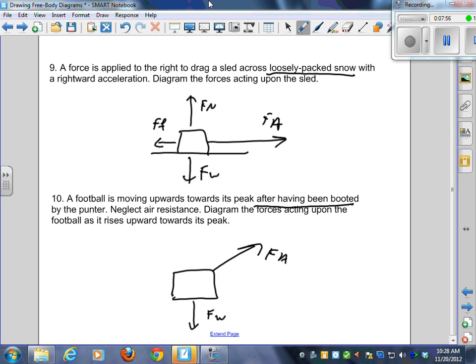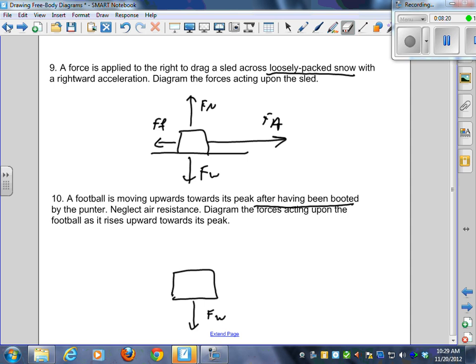An object in motion will stay in motion. I do not need this because I have already booted it. I've already thrown the ball. You do not need an arrow showing motion. The arrows do not show motion, they show forces.